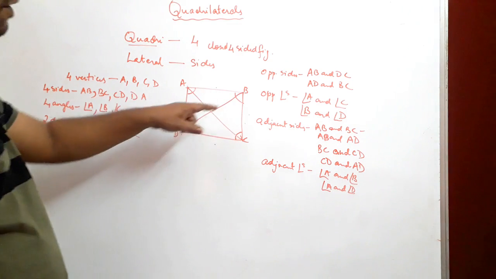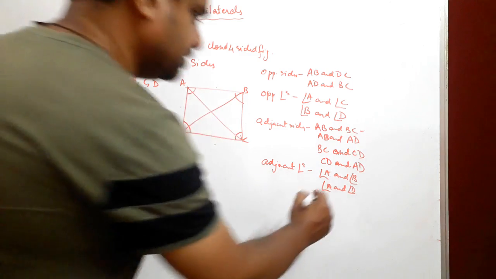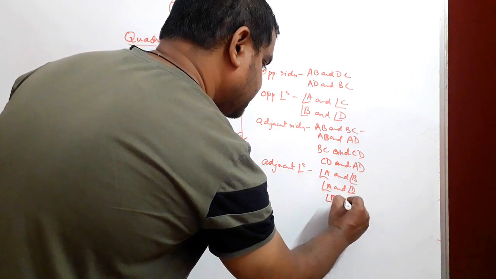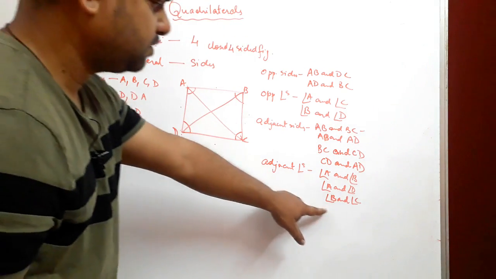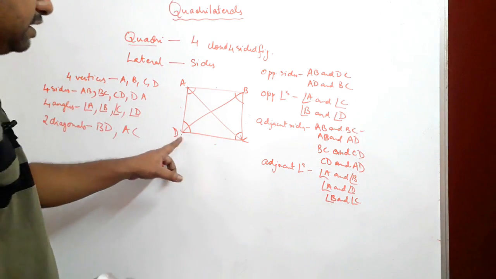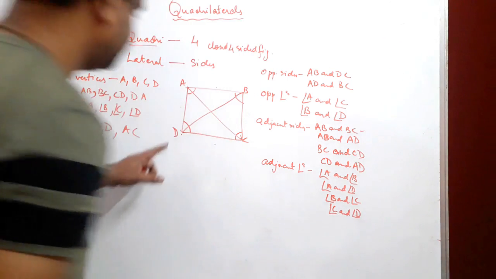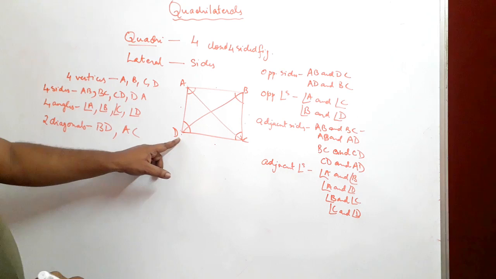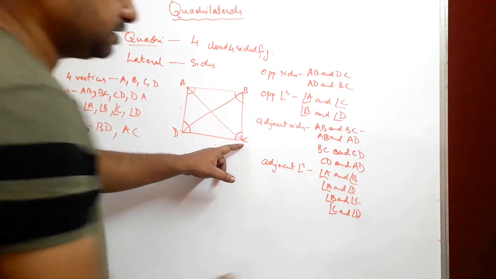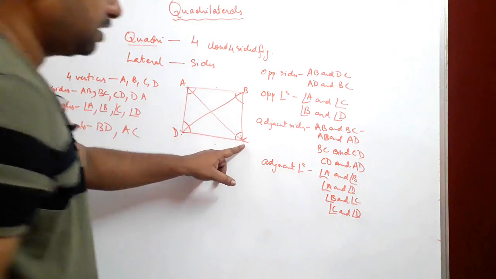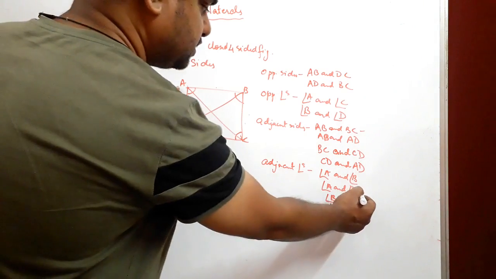Then similarly for angle B, it would be angle A, which is already listed down, and angle C. Angle B and angle C. And for angle C, it would be angle B, which is already listed down, and angle D. Angle C and angle D. Okay. Angle D we don't have to write anymore because angle D has neighbors angle C, which is listed down here, and angle A, which is already listed down over here.